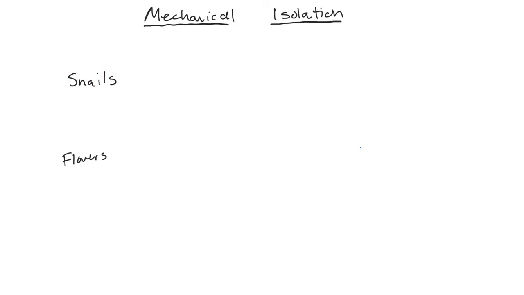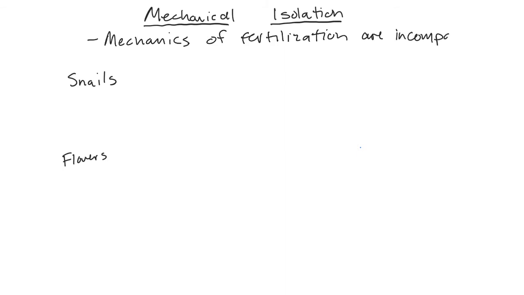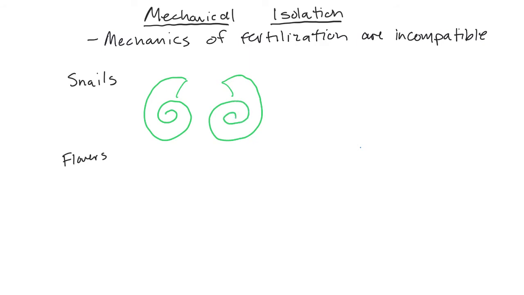All right, so mechanical isolation. So this is just the mechanics of fertilization being incompatible. Okay, so an example of this, I think this was given in the video lecture, are snails. If a snail has its whorl in one direction, it can't mate with the snail that has its whorl in the other direction. Its shell, its spiral, okay? And that's just because then their reproductive parts won't line up.